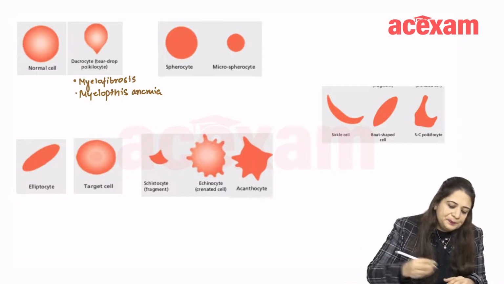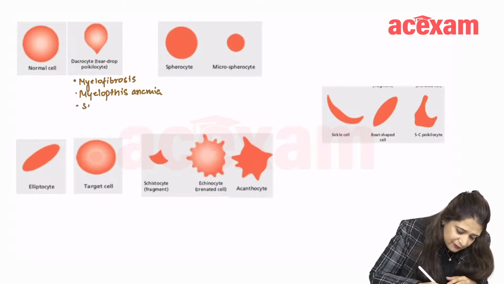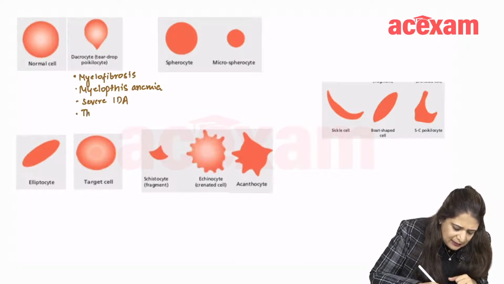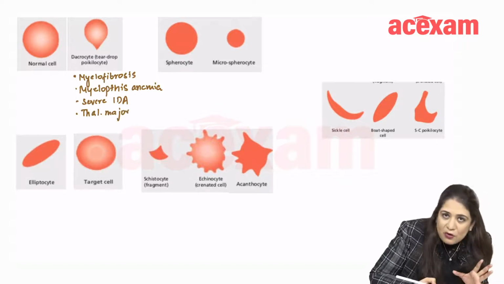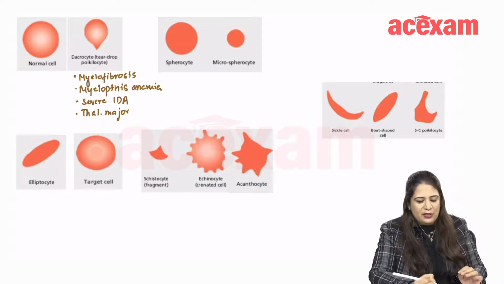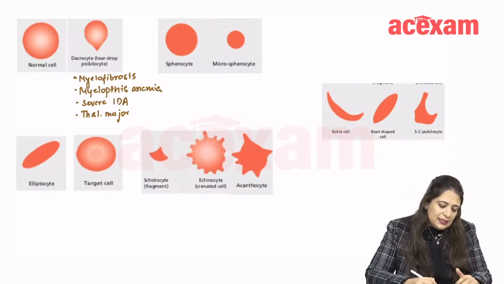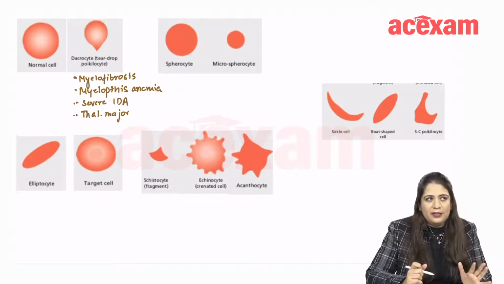the circulation. Then again, even severe iron deficiency anemia can form teardrop cells, and even thalassemia major, not the trait. Trait would have almost a normal appearance or mild microcytic hypochromic anemia without poikilocytosis. So these are the causes of teardrop cells.